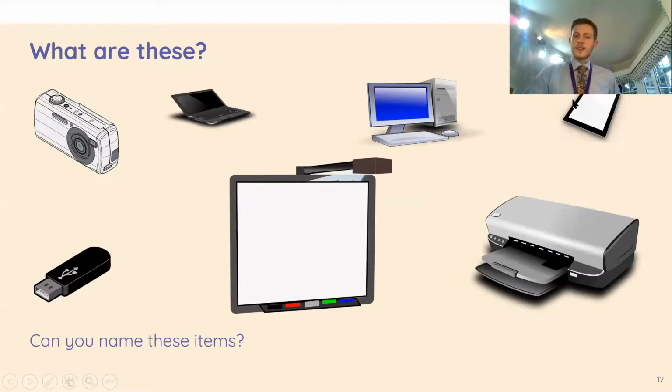Let's have a look at these things that I've got here. Can you name some of the things that are on the screen here? You can pause the video and have a bit of time to discuss and maybe point at your screen to say which one's which. Right, let's go through which ones are which. Up here in the top corner, that's a camera. That's used to take photos. It's not like a phone where you can make phone calls, it's just a camera. And you can also do videos on cameras.